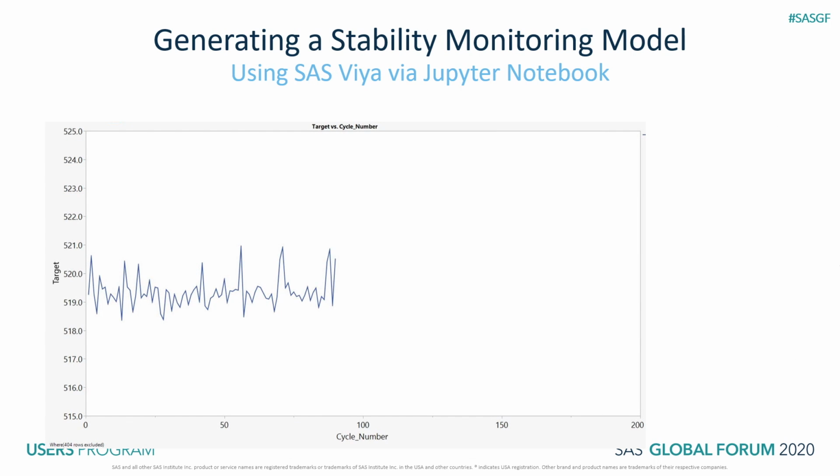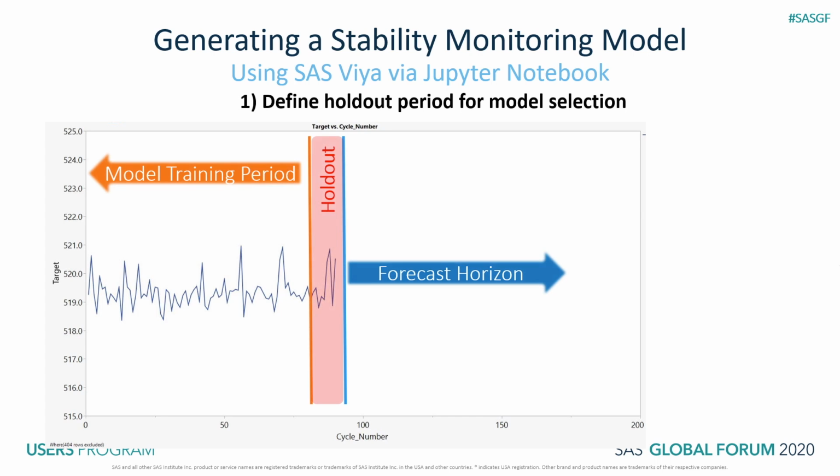So how do we generate the stability monitoring model? First, we have historical data for the given aircraft engine, and we want to select data to be used for the training and the holdout. In this particular case, the target variable that we're using is the ratio of fuel flow to static pressure, as research indicates this is the best indication of degradation for the aircraft engine.